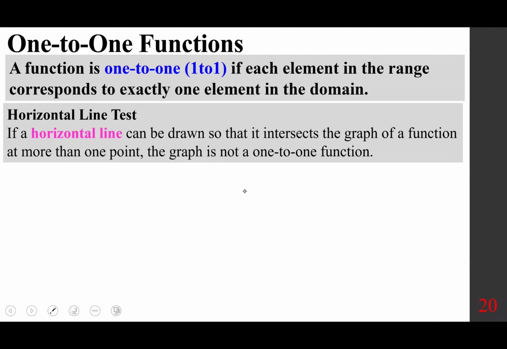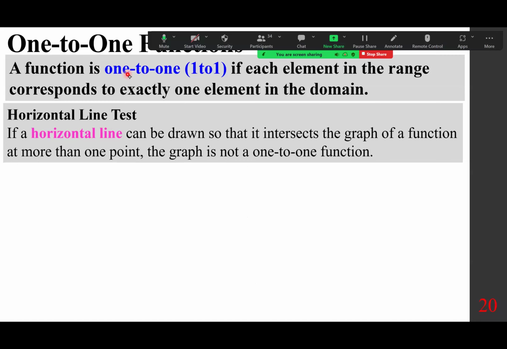One-to-one functions. A function is one-to-one if each element in the range corresponds to exactly one element in the domain. In other words, the x doesn't repeat, it makes it a function. Now the y can't repeat either.